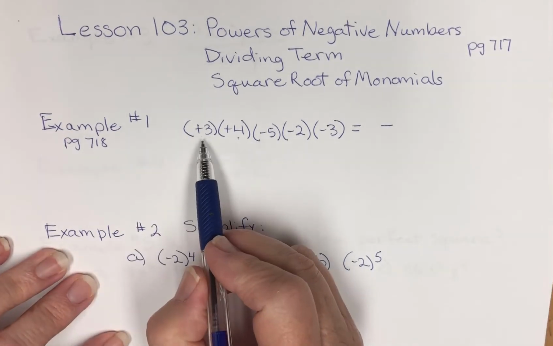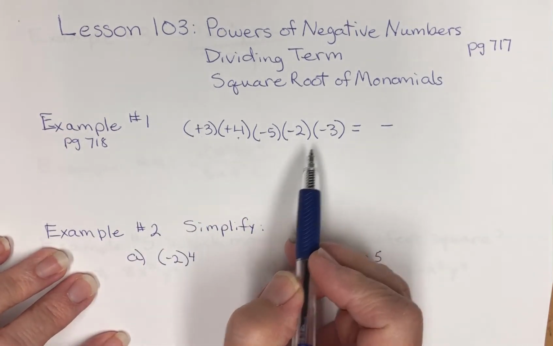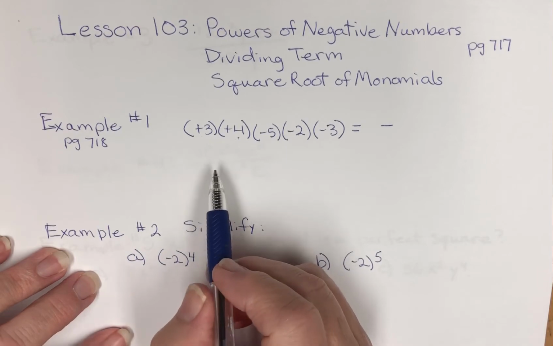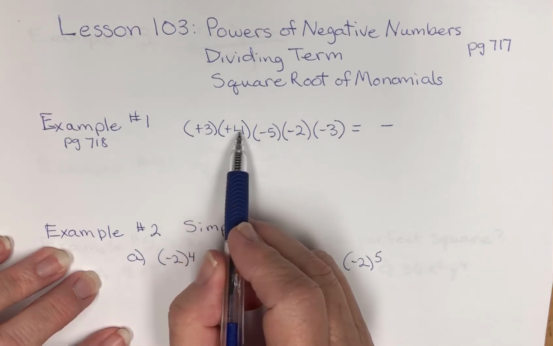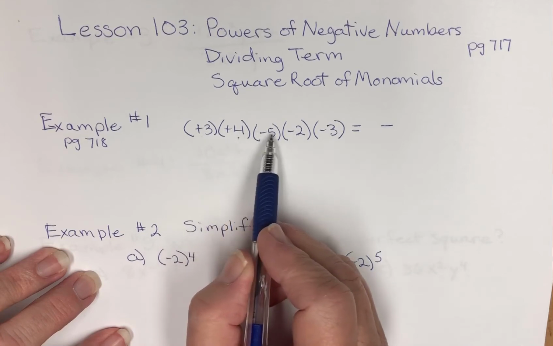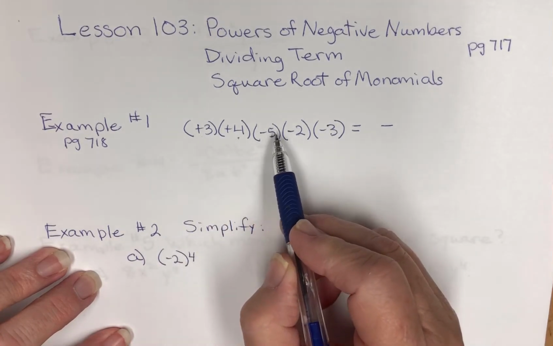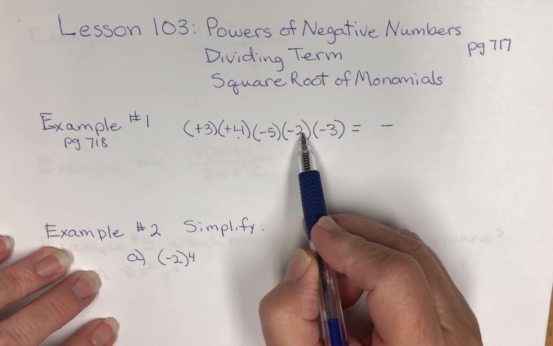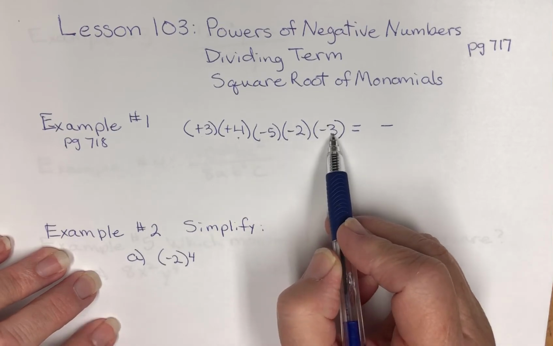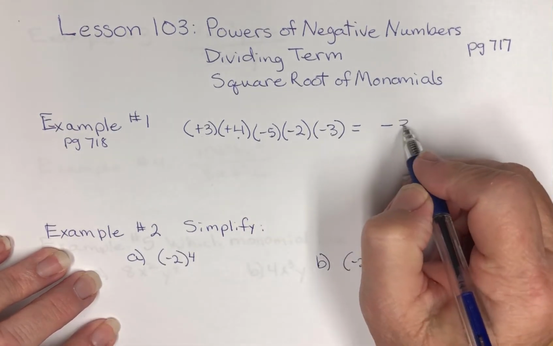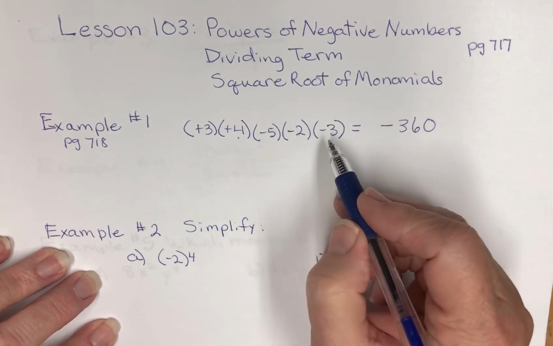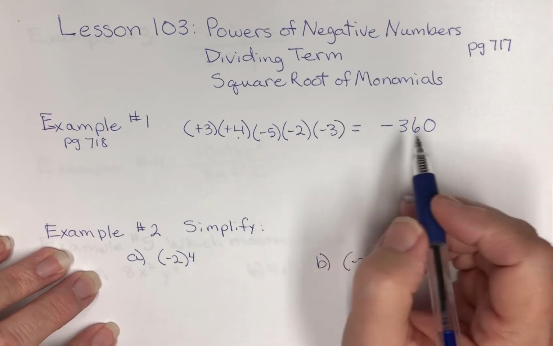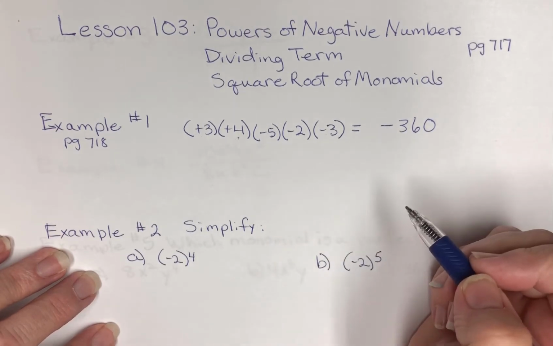Then you just have to go back and worry about the multiplication. You don't have to worry about whether your answer is going to turn up negative or positive. So 3 times 4 is 12. 12 times 5 is 60. 60 times 2 is 120. And 3 times 120 will give us 360. Because we already figured out there are 3 negative signs, an odd number, we know that our answer is going to be negative.